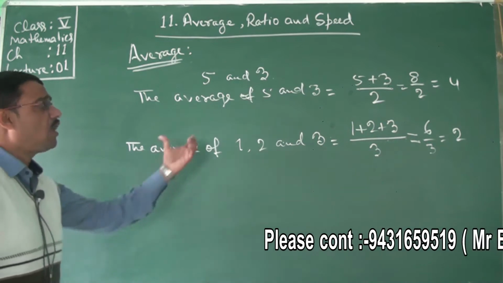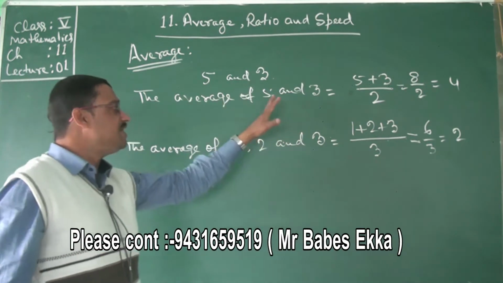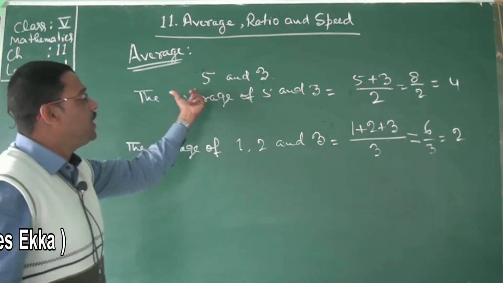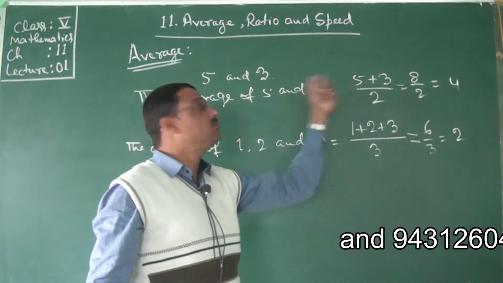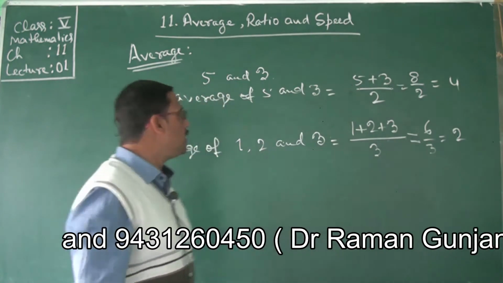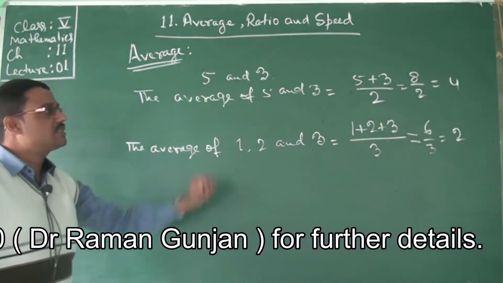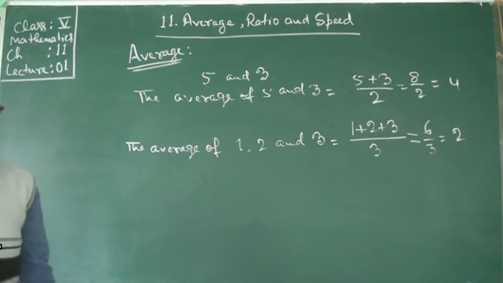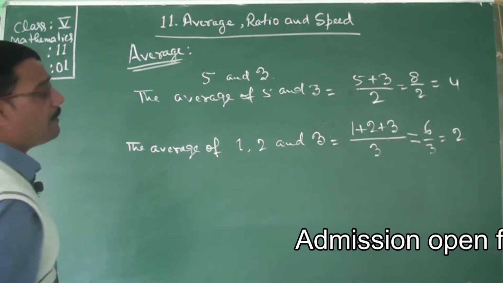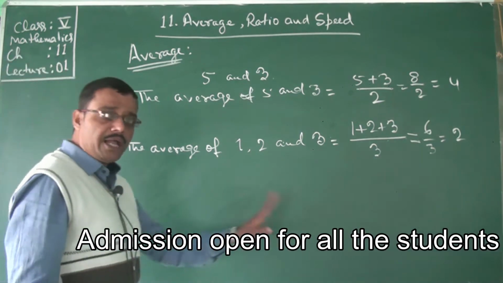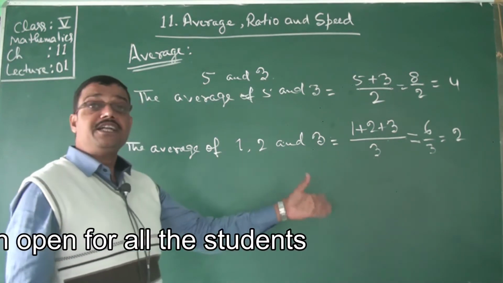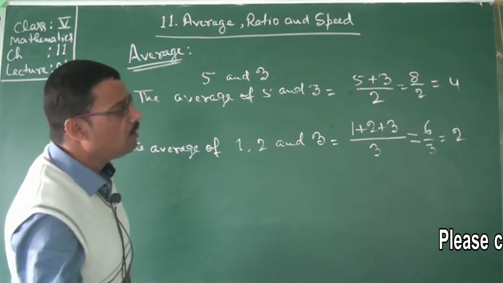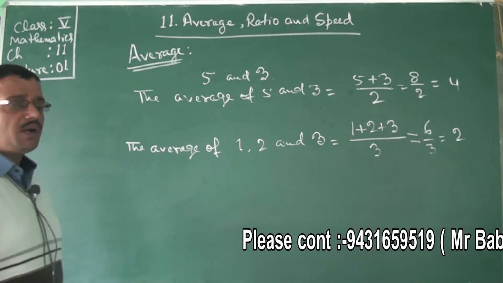See the technique. How did I find the average here? First of all, we took the sum of given quantities, and after that divided that sum by the number of quantities. In this way we can say that average can be found by dividing the sum of given quantities by the total number of quantities. So we can write the formula for average now.